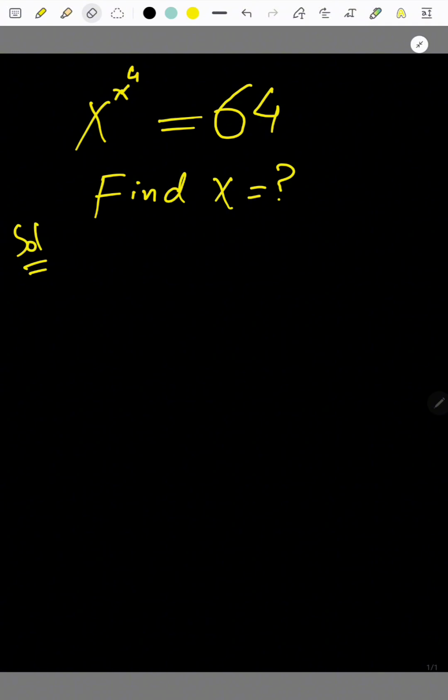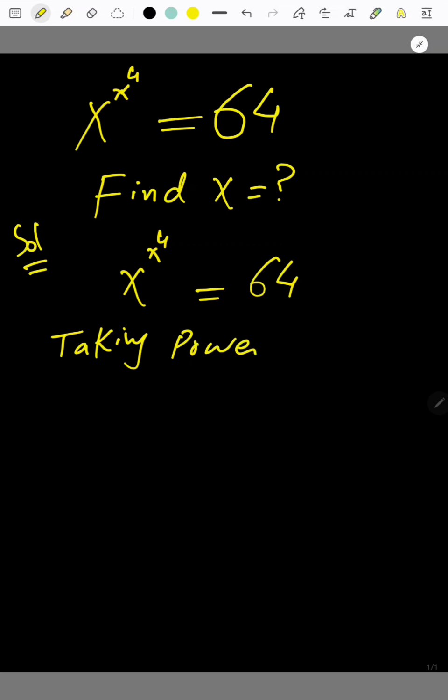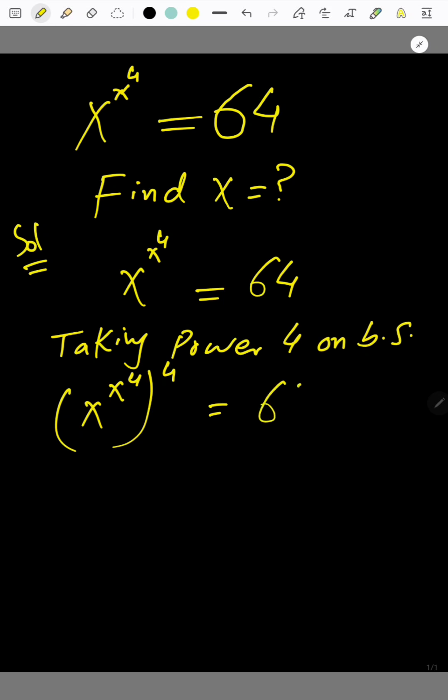What now we have to do? First of all, in order to solve the problem, we simply take the equation x raised to power 4 is equal to 64. Taking power 4 on both sides, we have x raised to power 4 and whole power 4 is equal to 64 raised to power 4.